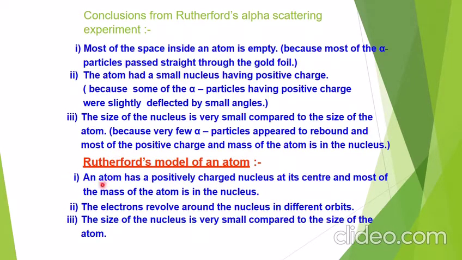So Rutherford gave a model. An atom has a positively charged nucleus at its center and most of the mass of the atom is in the nucleus. Second, the electrons revolve around the nucleus in different orbits. And third, the size of the nucleus is very small as compared to the size of the atom. So these were the conclusions, and a model was put forward by Rutherford on the basis of these conclusions. Above these are the conclusions and this one is a model proposed by Rutherford.